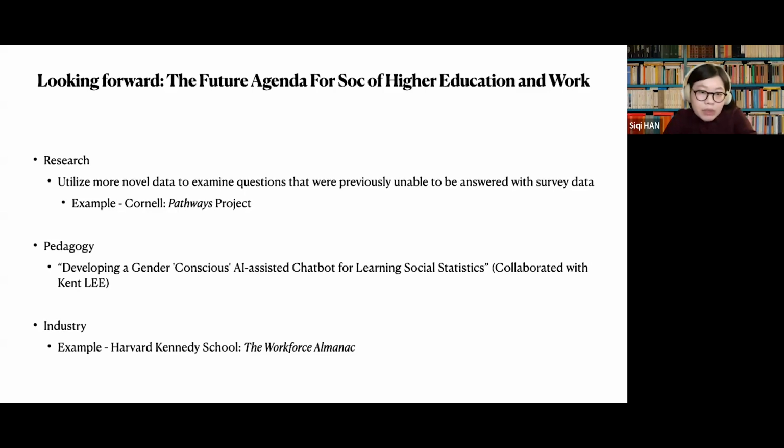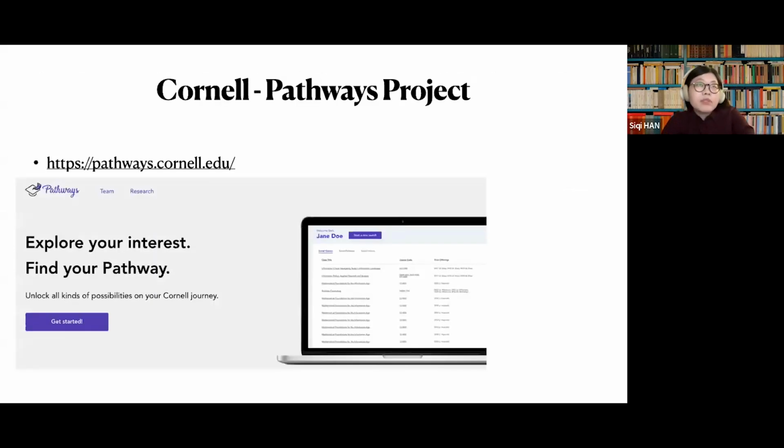Using Harvard Kennedy School's workforce almanac. So let's first see the Cornell project. They are applying this AI assistant in course selection. So here is their website. Full disclosure, I'm not advertising for them. I'm unrelated to either project, neither the Cornell one nor the Harvard one. I just find them interesting.